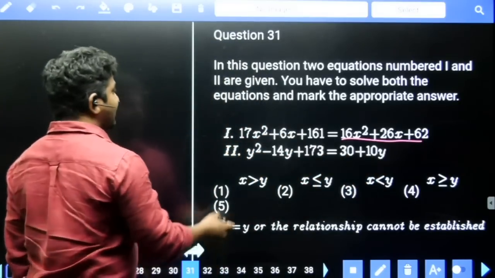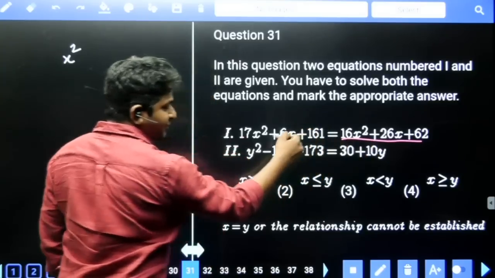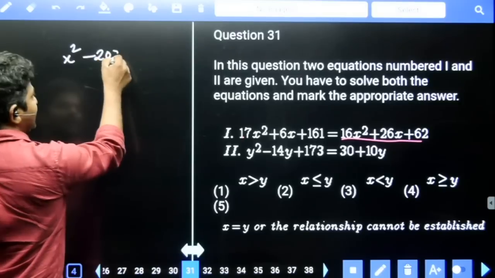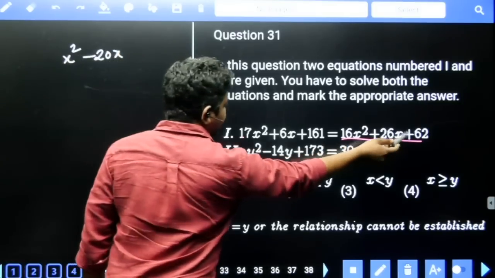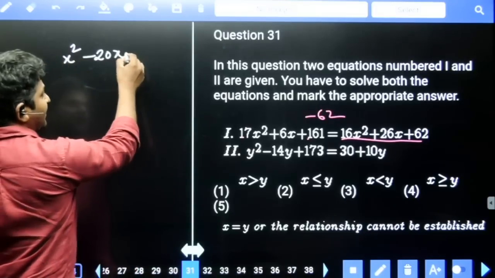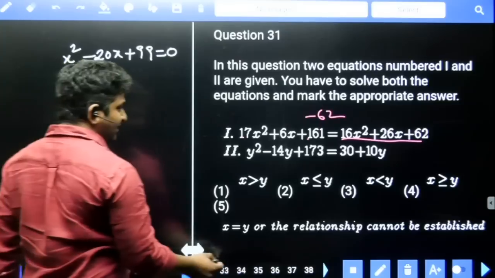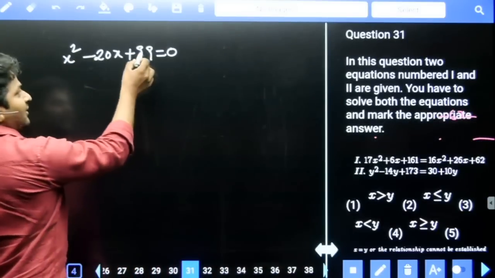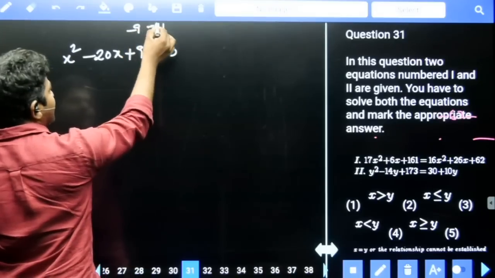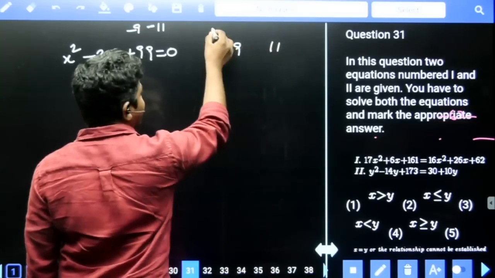17x square minus 16x square, which is x square. Plus 26x comes to left hand side, minus 26x plus 6x, that is minus 20x. When 62 comes to left hand side, that becomes minus 62. From this, if you subtract 62, that gives you positive number 99, and it is equal to 0. Now 99 can be written as 9 into 11, minus 9 minus 11, that is minus 20. Then factors are plus 9 and plus 11.